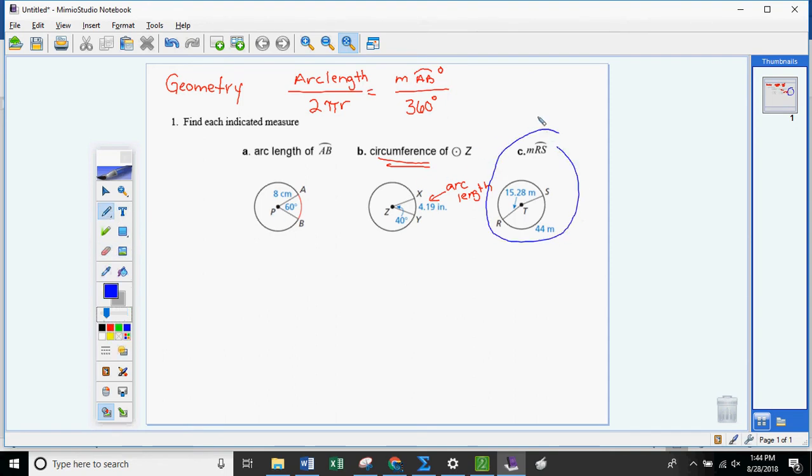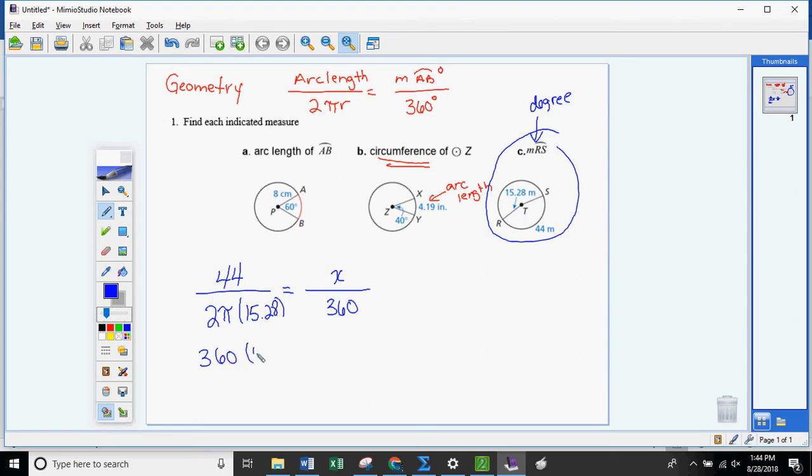Now this is saying they want the measure of RS. So what they want is they want the degree. They want this part right here. So when I look at the information, arc length of 44 is to the circumference, which is 2 times pi times 15.28, because they're telling me the distance from R to T, the radius, is 15.28, equals what I don't know, so I'm going to call that X, all over 360. Now I'm going to cross multiply again.